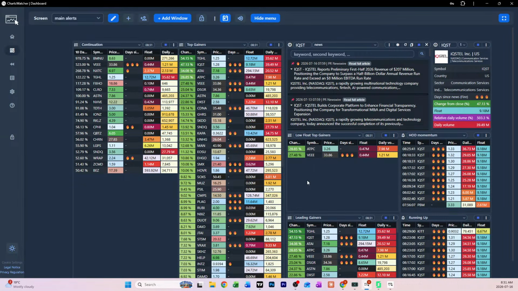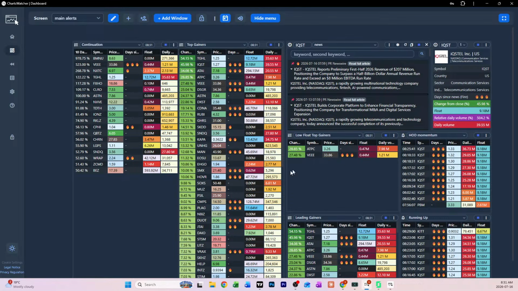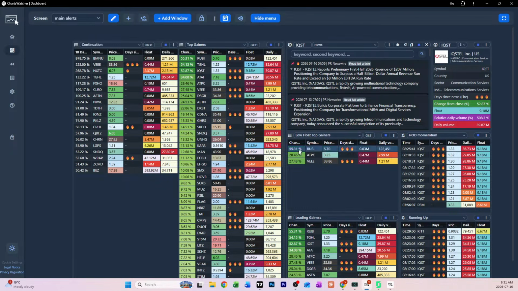I only have the Hive Day and running up ones on stream most of the time because there's not enough space to fit all of them, but I do use all of these scanners. Hive Day momentum, right? Time, symbol, days since news, price, daily volume, float. Leading gainers, low float, top gainers.